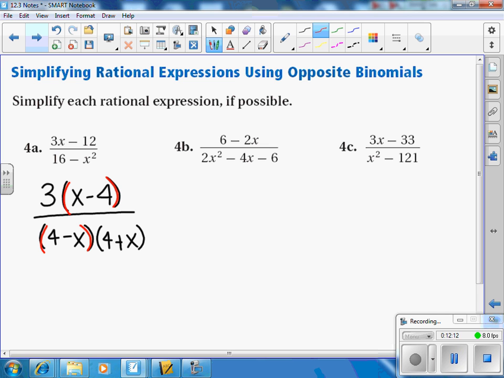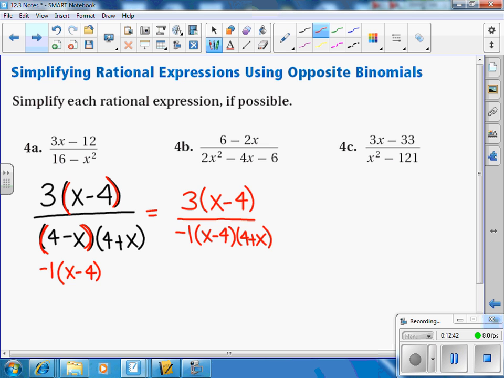You have one negative and one positive number. So we need to think back to that opposite thing that we did, where I can turn this one down here into negative 1 times x minus 4. So let's change the whole equation into that. The top's going to stay exactly the same, 3 times x minus 4, divided by, now I have negative 1 times x minus 4 times 4 plus x. And now we can see here that these two terms here cross each other off.